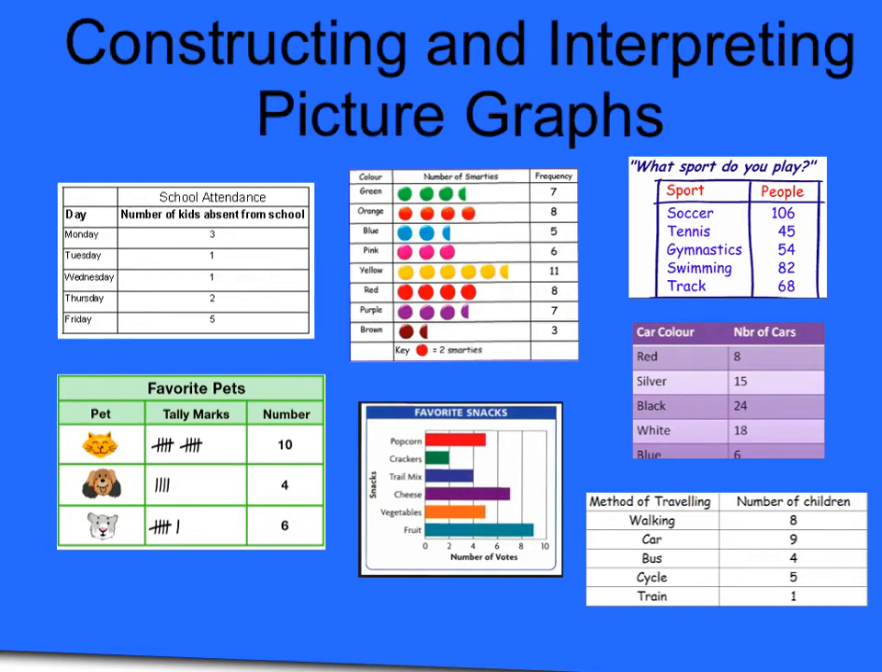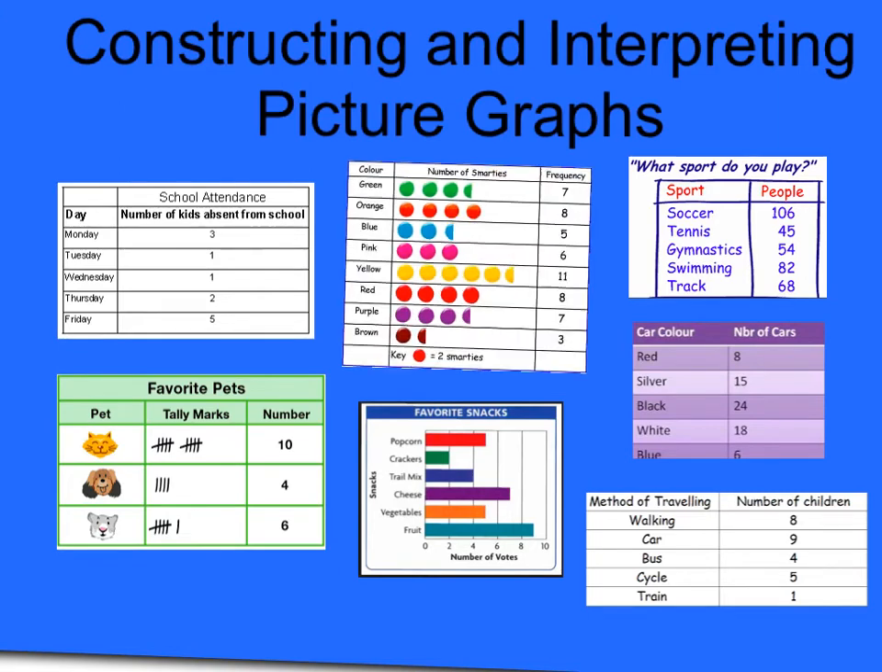Hey kids, today we're going to be looking at picture graphs and interpreting and constructing some picture graphs for ourselves. But first of all, let's have a look at this page here. These are a whole pile of tables, data tables to be exact. Why are tables useful for displaying information? Let's take a look at this one here.